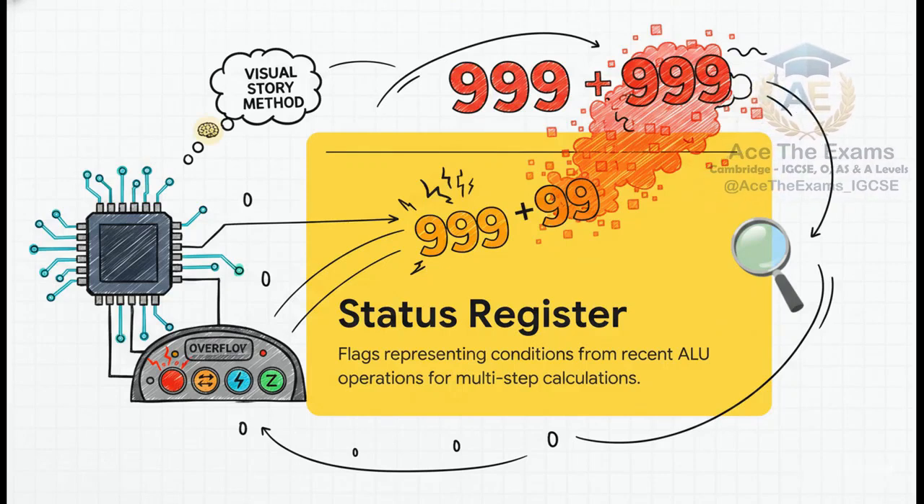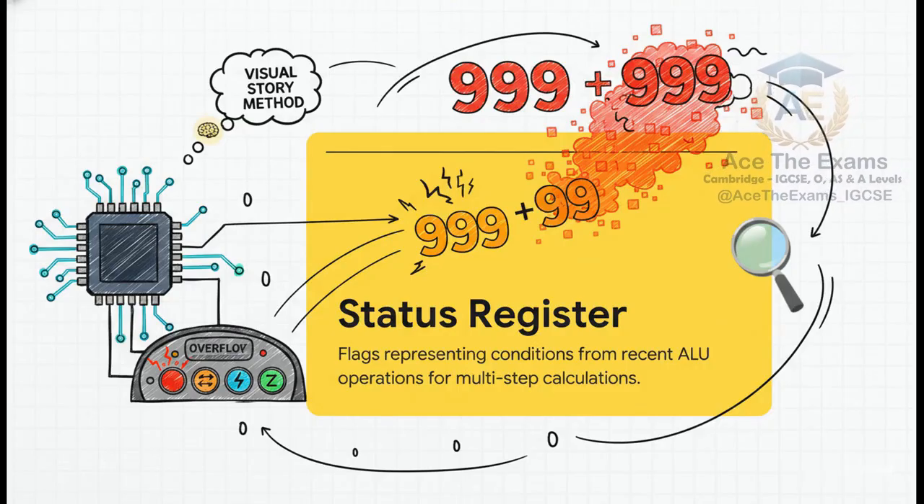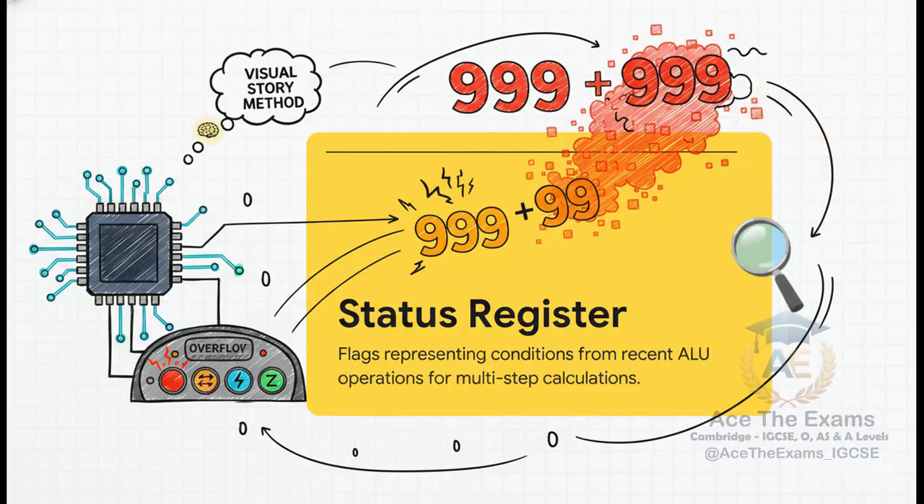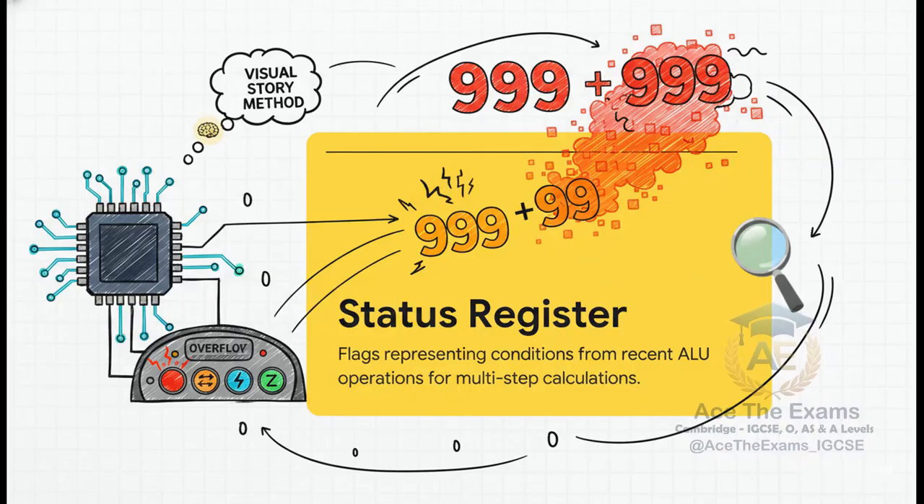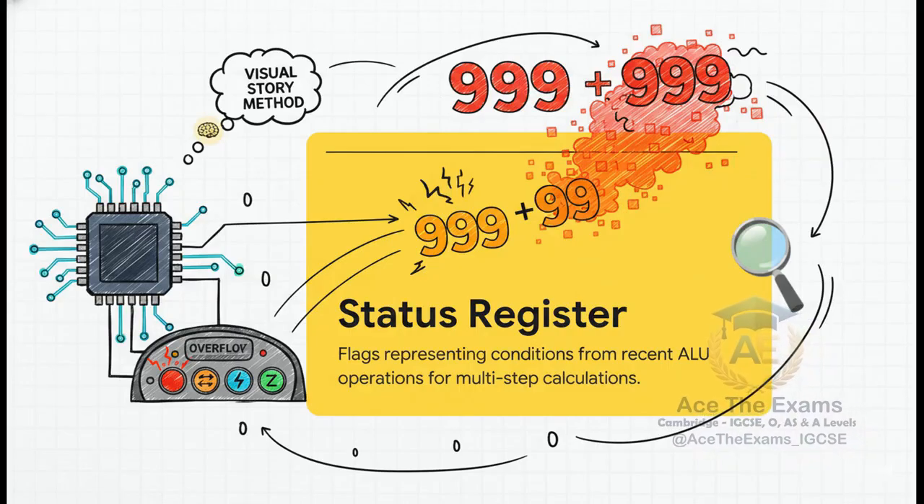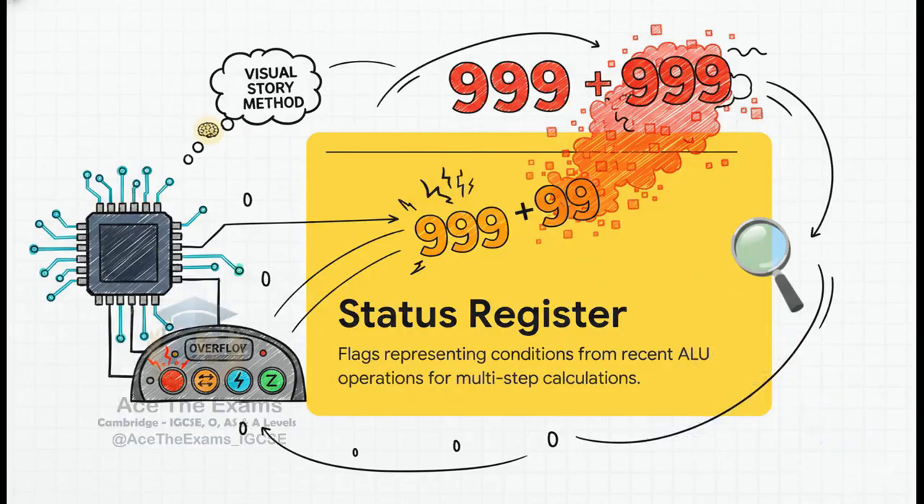By definition, the status register is a collection of individual bits, or flags, where each single bit represents a specific condition resulting from the most recent ALU operation. It is absolutely vital for multi-step calculations and evaluating binary conditions. Again, think of it as the dashboard warning lights on your race car.